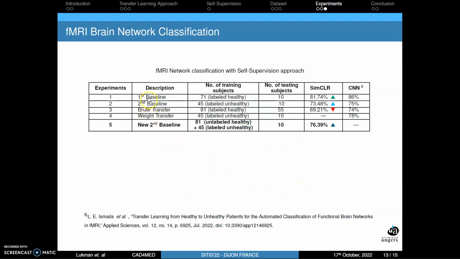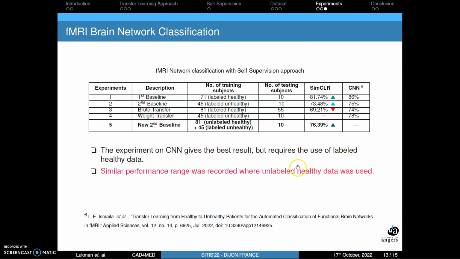For the results of experiment 1, which gives us the baseline value, we recorded 81.74 for SimCLR, where we trained on healthy and tested on unhealthy. The second one, where we trained on unhealthy and tested on unhealthy, we recorded about 73. For the brute force and the weight transfer, results were not very encouraging. And lastly, the new second baseline result, where we are able to use the unlabeled healthy data set, we recorded 76. It's important to indicate that the experiment on CNN gives the best result, but requires the use of labeled data.